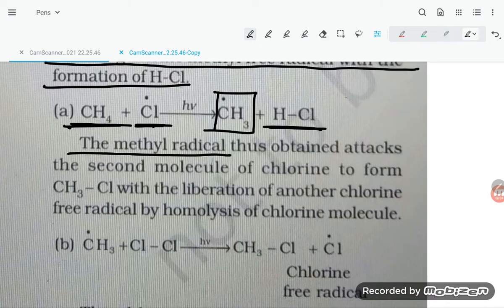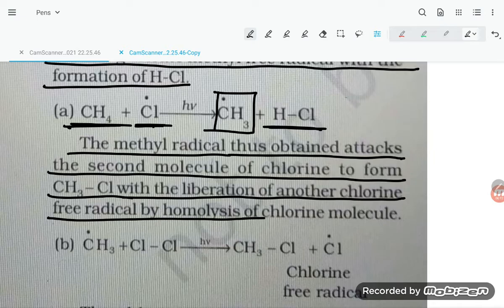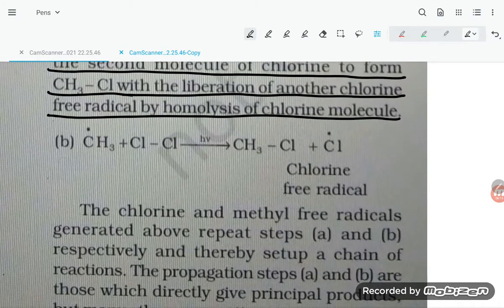The methyl radical often attacks the second molecule of chlorine to form CH3Cl with the liberation of another chlorine free radical by homolysis of the chlorine molecule. So here, the methyl free radical formed reacts with another chlorine molecule, and it forms the product CH3Cl, and a chlorine free radical is formed again.